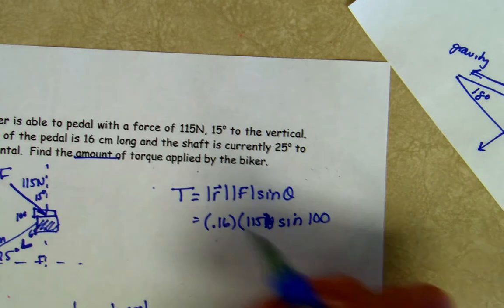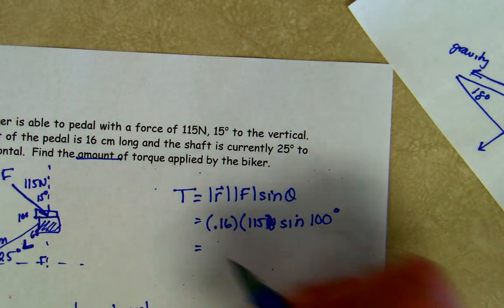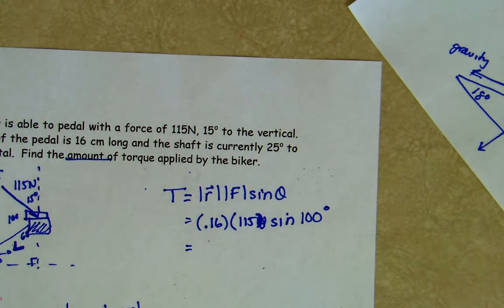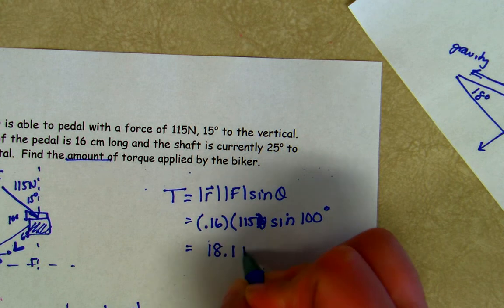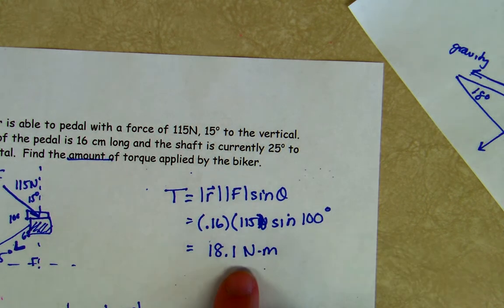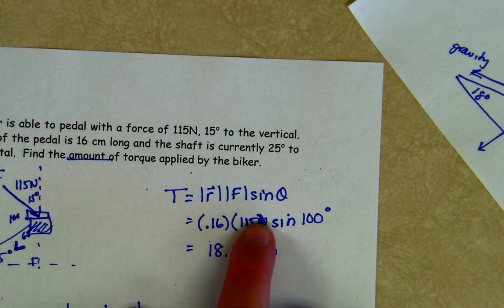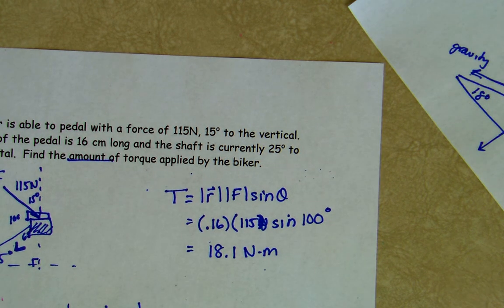And again, it's just the amount of torque. So that is magnitude. We just need a number. So I'm going to do 0.16 times 115 times sine of 100, and it's going to be 18.1 Newton meters, because that is the unit for torque: we're applying a force in newtons to a lever which is in meters, so we say it's in Newton meters.